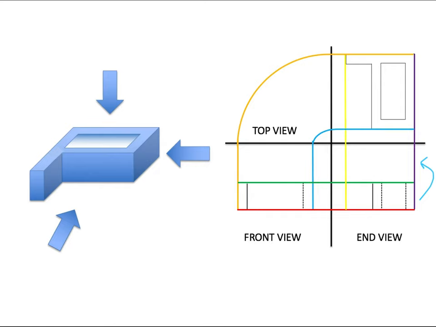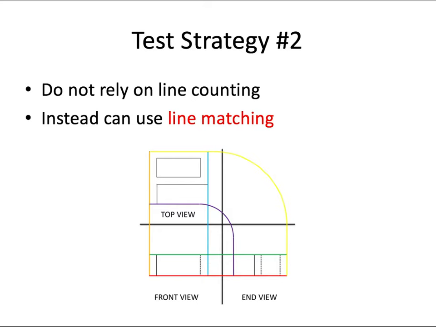So my second test strategy has to do with this concept of line counting. Line counting is a strategy where you count the amount of lines in a certain view, then you match it up with the provided answer choices. Now, in this case, it might work if we were counting, let's say, the horizontal lines here. We have 1, 2, 3, 4, 5, and let's say the end view was missing. We would count 1, 2, 3, 4, 5 vertical lines, and if none of the other answer choices that were there had 5 lines, we would select that as the correct answer and move on.